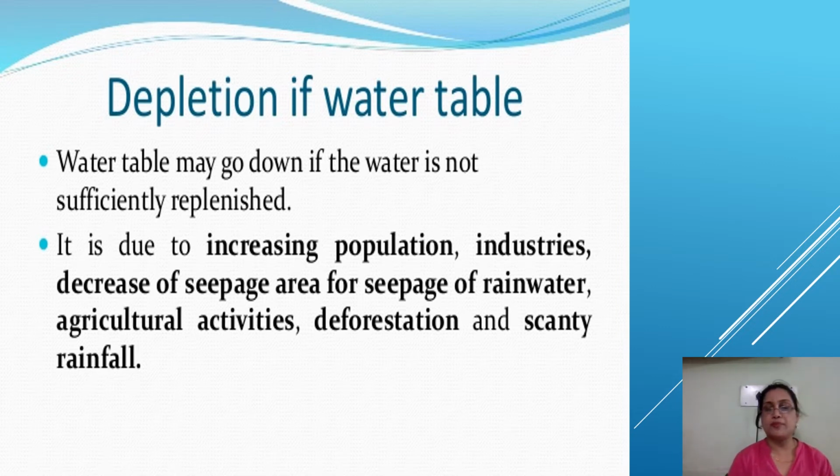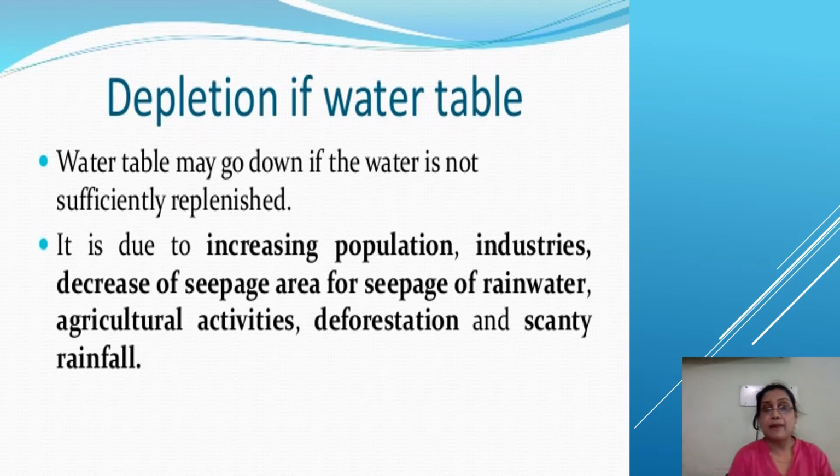So, depletion of water. Depletion means why the water is scarce. Why does water deplete, meaning why is there a scarcity of water? The water table may go down if water is not sufficiently replenished. Replenished means recharged. When it rains, the rain recharges the groundwater. But if it is not recharged, the water below the ground depletes, meaning it becomes very less.